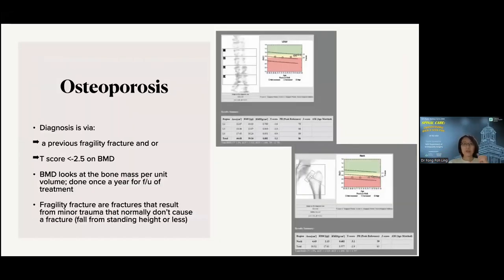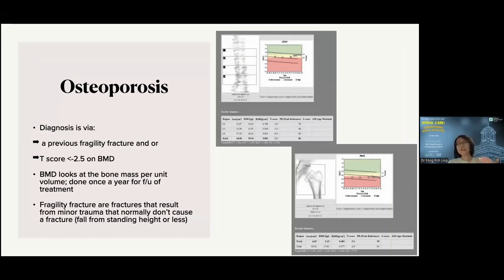So as mentioned, osteoporosis can be diagnosed via what we call a bone mineral density test with a T-score of less than or equal to minus 2.5. All these tests can be done either in the polyclinic or within the hospital itself. It can also be diagnosed when the patient already has a fragility fracture.